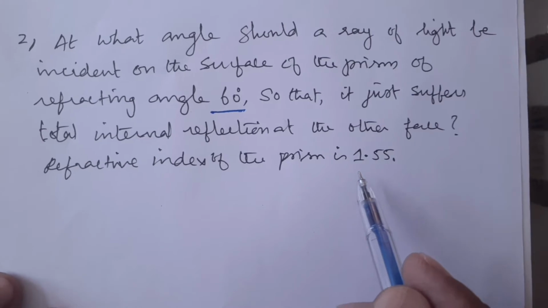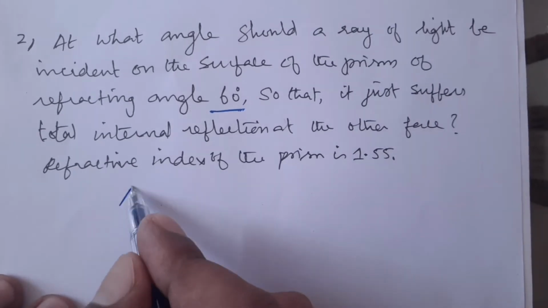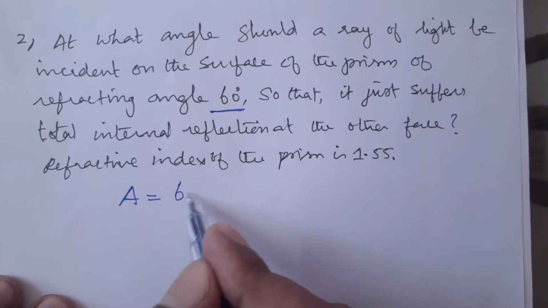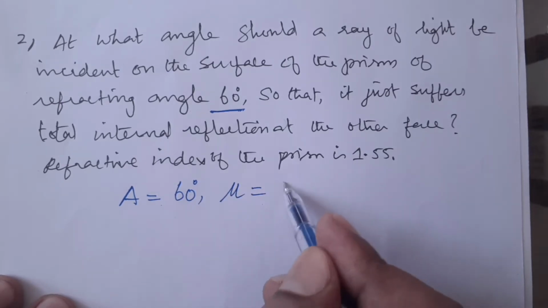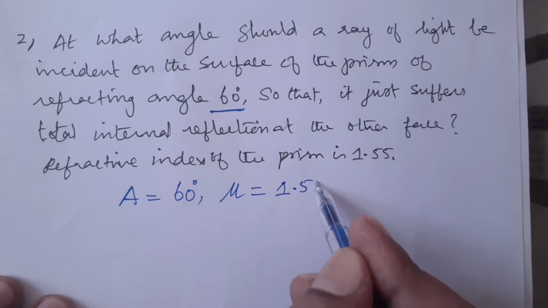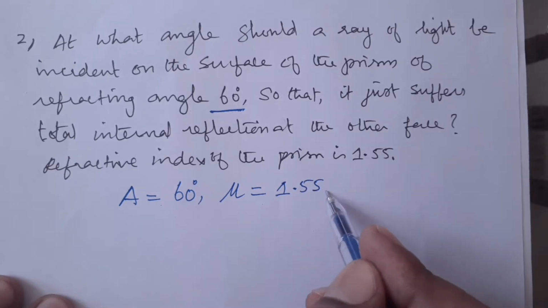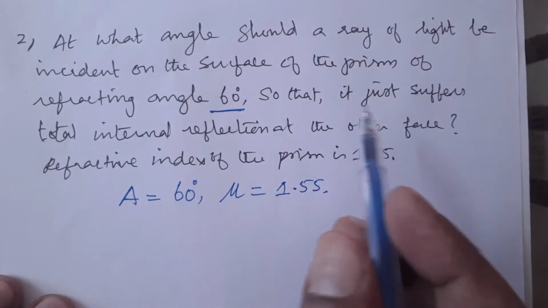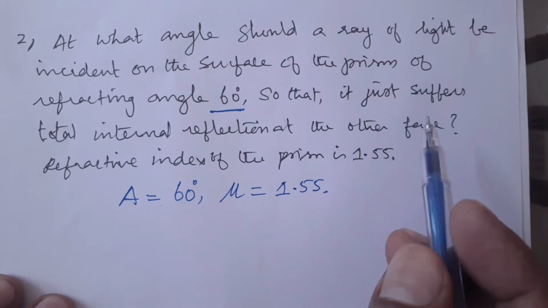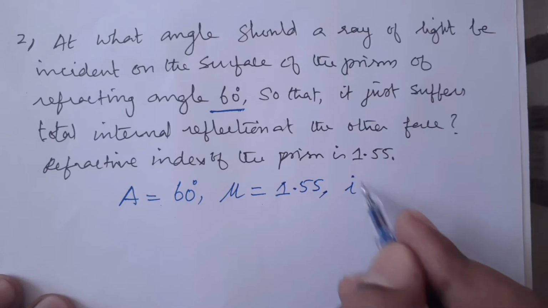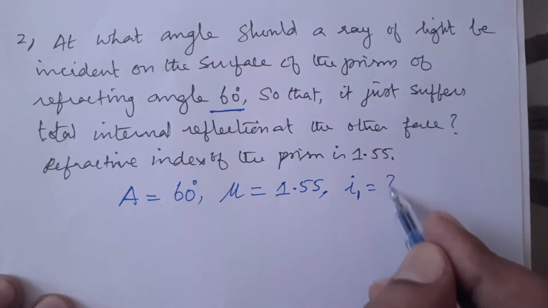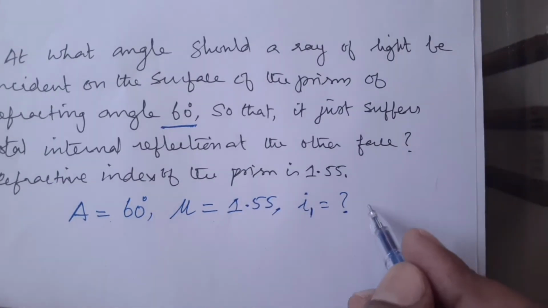So here, what are the parameters given? A, the refracting angle, equal to 60 degree. The refractive index is also given, mu equal to 1.55. And at what angle should the ray of light be incident on the surface? You are going to calculate I1, and I2 is given here.